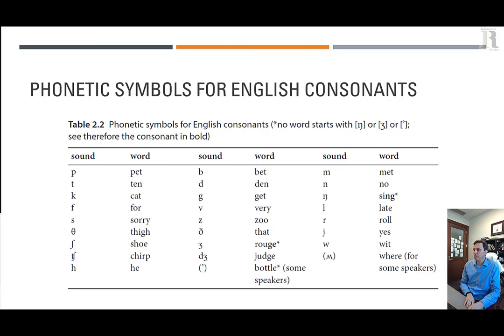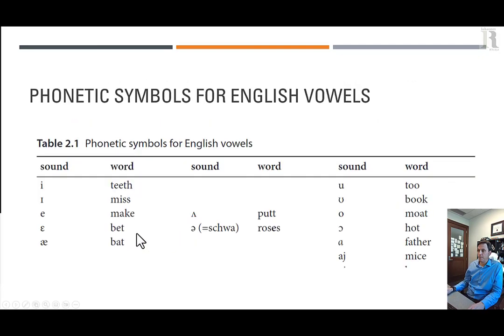These are the phonetic symbols for English consonants, here in Table 2.2 in Van Gelderen chapter 2. Some sounds in the English language, as we'll see, like the j sound or the ng sound, we never get at the beginning of a word, right? So what phonemes are possible is also conditioned by where in a word you're going to encounter them.